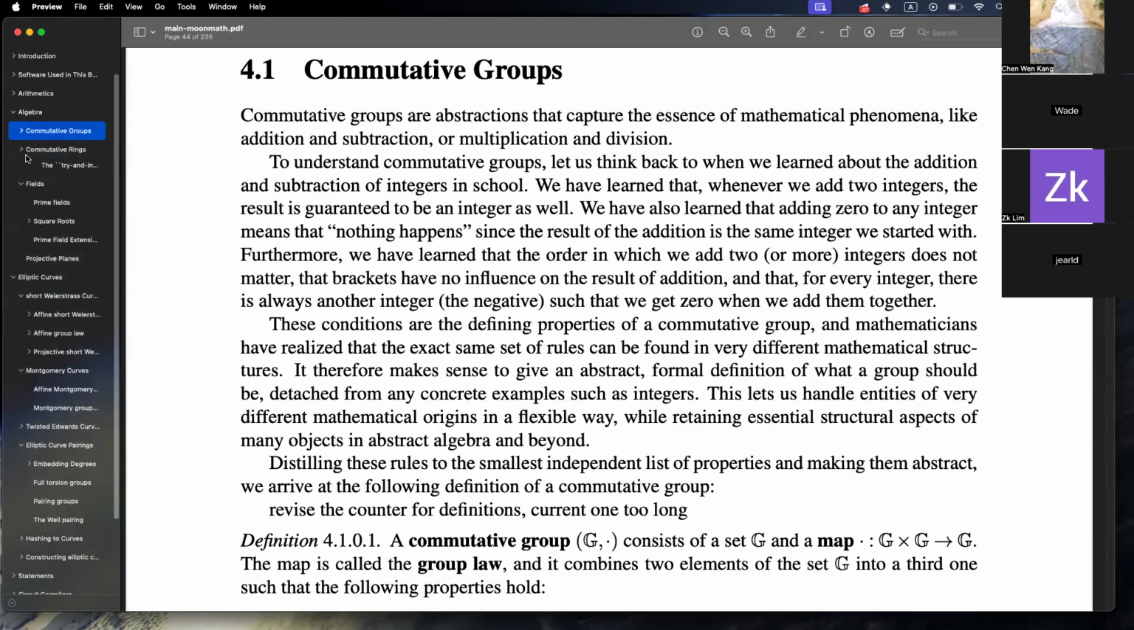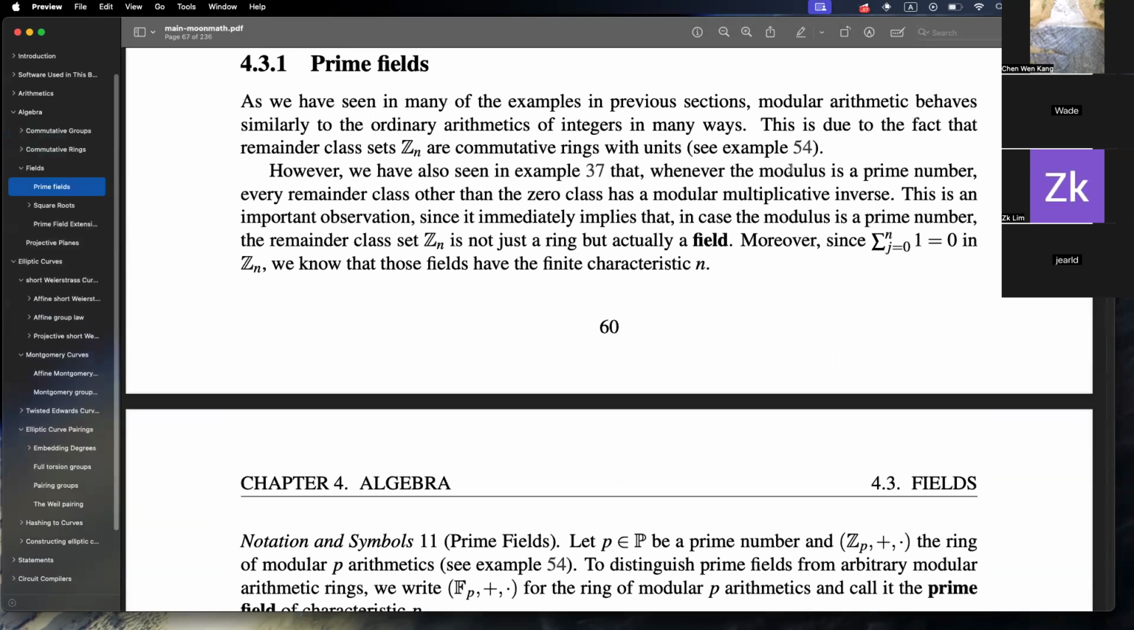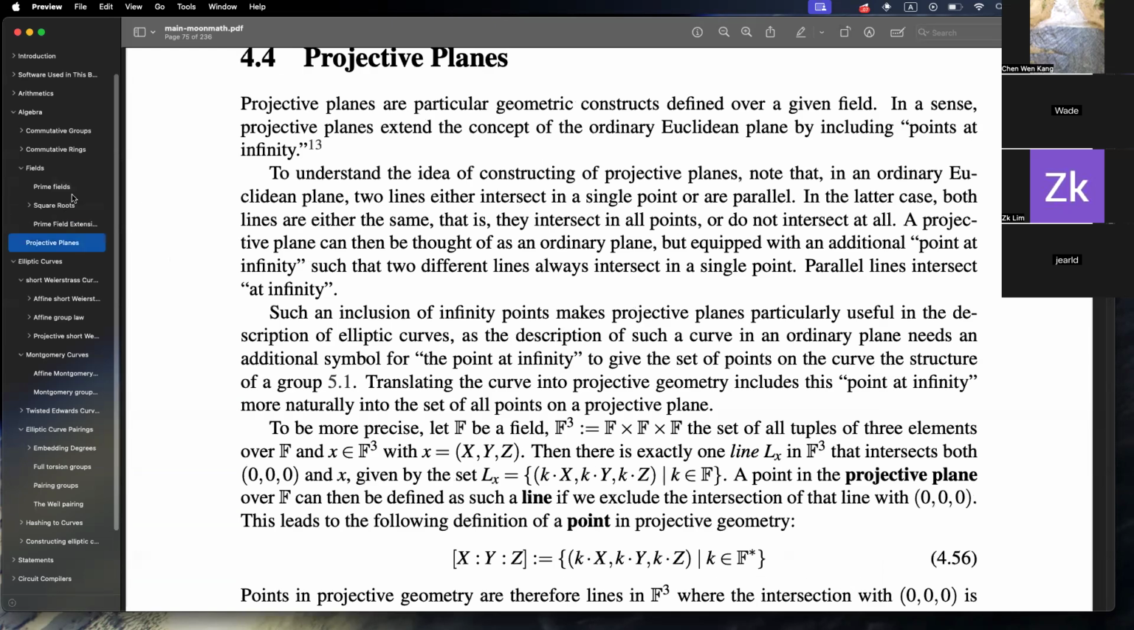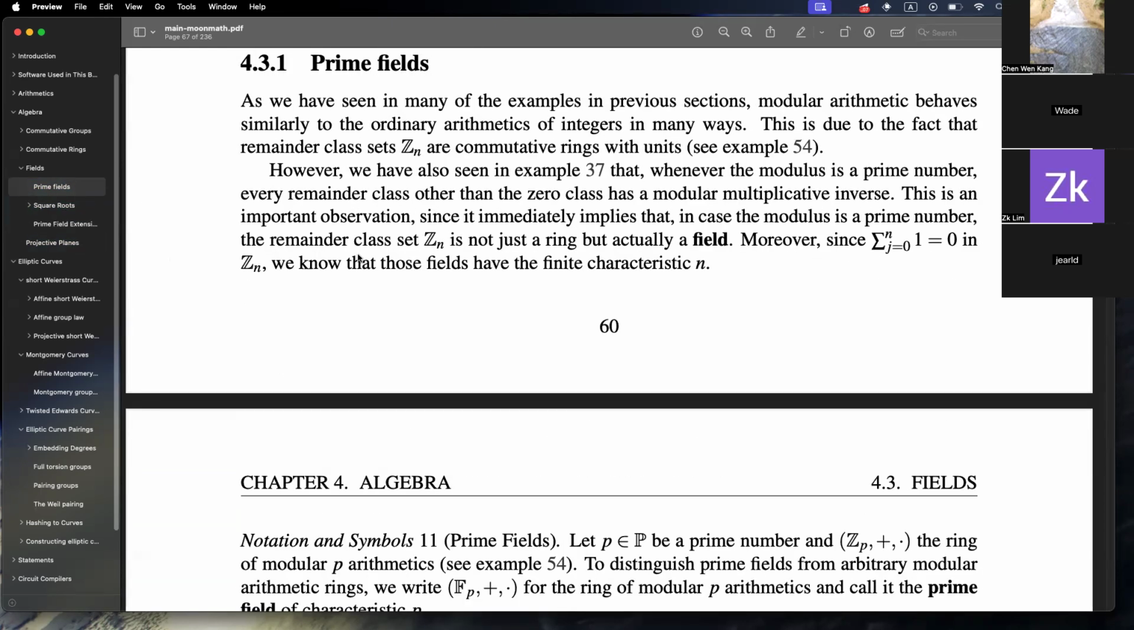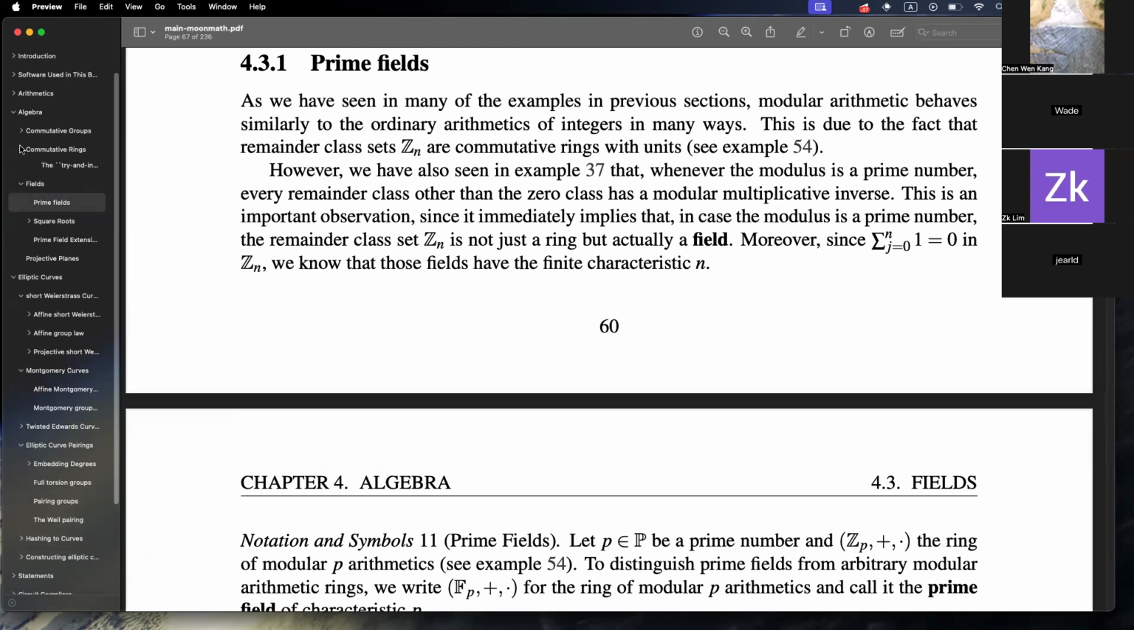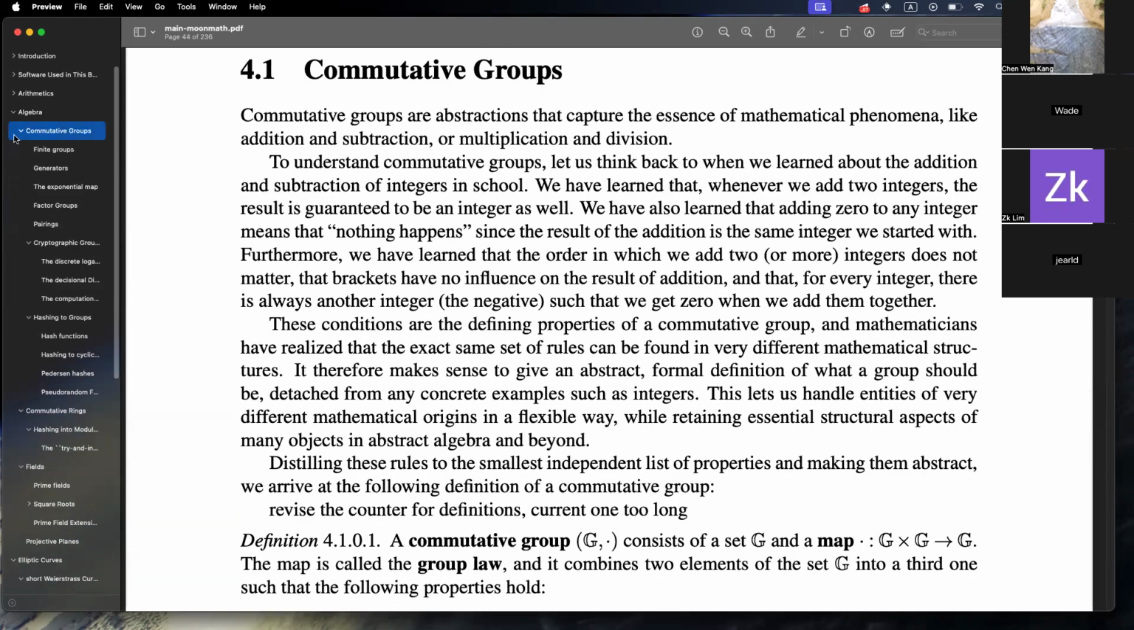I skipped groups and rings because, to be honest, if you can implement the operations that I've mentioned, like hashing into fields, extension, projective planes, essentially they are similar to what's in groups and rings. So I only implemented the fields and all the field operations. So far, any questions? The ones that have tried, do you have any problems implementing it?